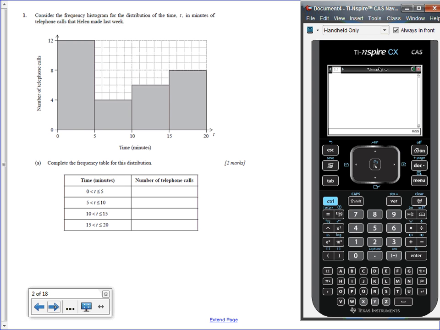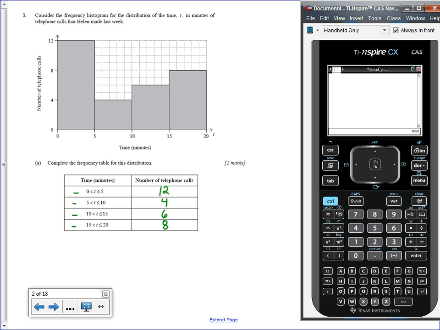Okay, let's look at number 1. We have a frequency histogram given to us for the distribution of time of telephone calls, and we're first asked to fill in the frequency part of the table. So they show us that each bar is a class, right? 0 to 5, 5 to 10, 10 to 15, and 15 to 20. And we just have to figure out how high the bar is for each class. So it's pretty clear. The first bar rises to 12, the second one to 4, the third one is up at 6, because that's halfway between 4 and 8, and the final one is up at 8.